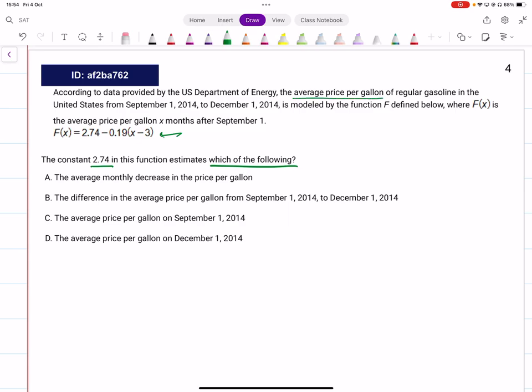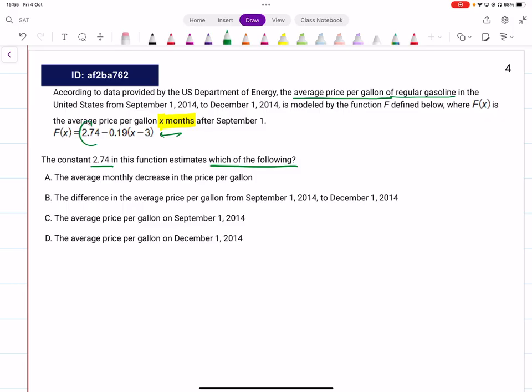Average price per gallon of regular gasoline from September to December is modeled by this function. No, that's not X. X represents the number of months after September 1. X is time in months, and F is the average price per gallon.